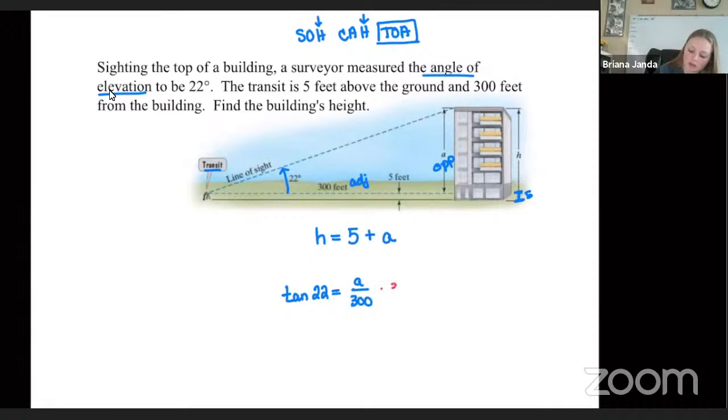Solve for A. So I'm going to multiply both sides by 300. Typing in my calculator right now: 300 times the tangent of 22. I'm going to round to my nearest whole foot just because that's what they tend to do. And I find out that A is 121. So I'm going to go put this up here and find the height of our building. H equals 5 plus 121, so the height of the building is 126 feet.